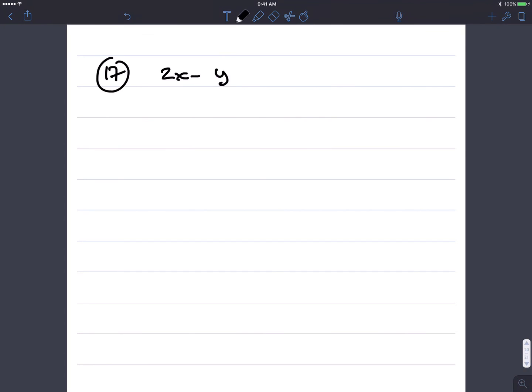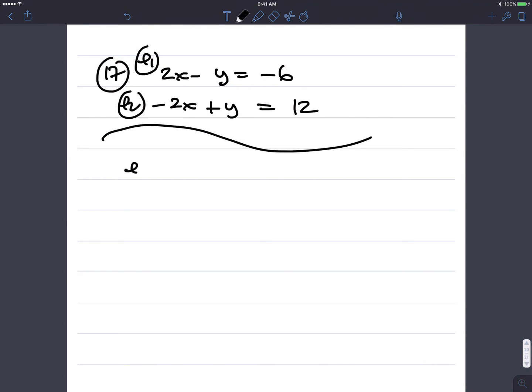2x minus y is negative 6. Negative 2x plus y is 12. Line 1 and line 2. Let's get to work. Line 1, 2x minus y is negative 6.